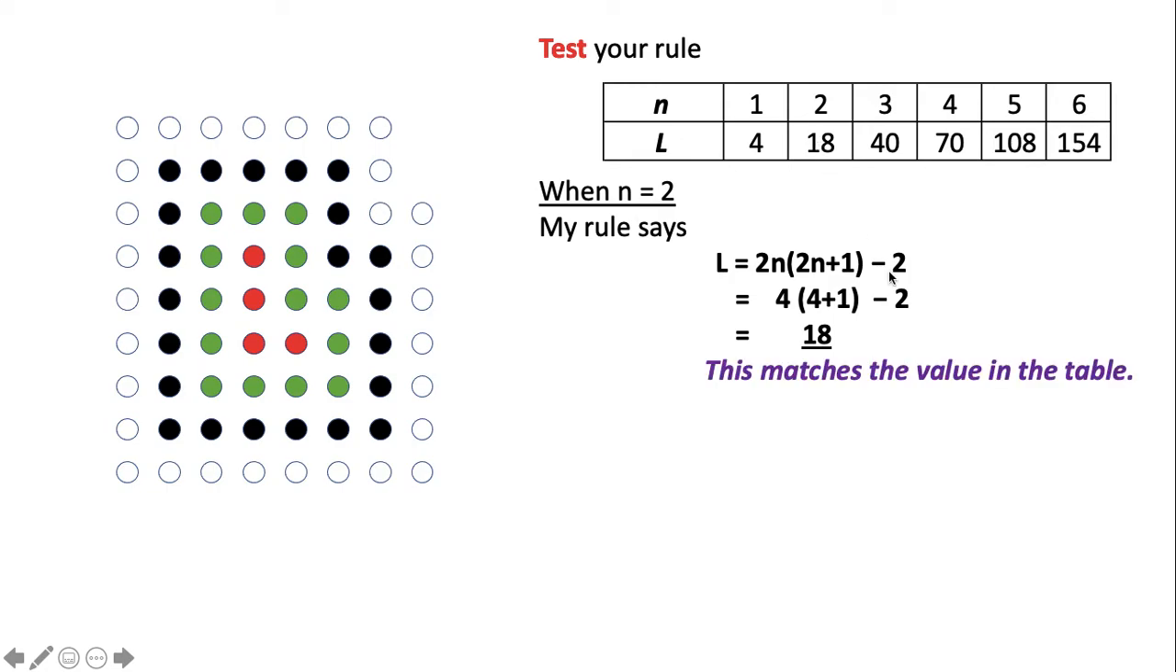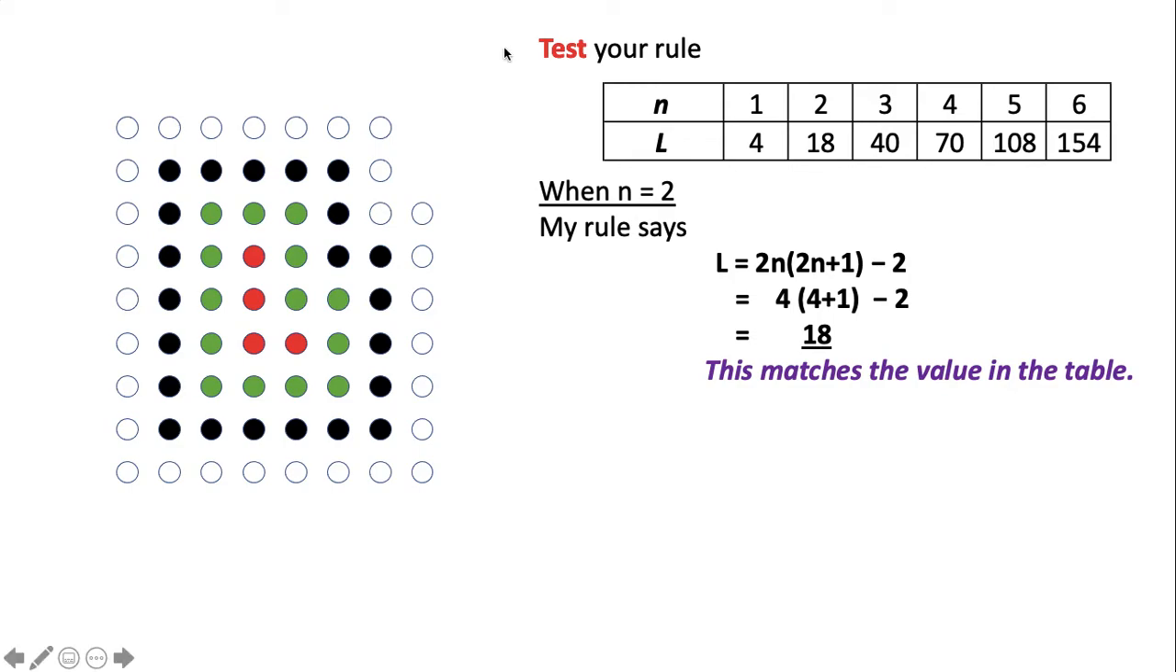So I want to make the comment, this matches the value in the table. So when you do this, I want a nice clear heading when n equals something. My rule says put the number in, get the answer out, and make the observation that it matches the value in the table. There is very often a mark for that in the mark scheme, just for that comment, and it's a very silly mark to lose because it's a very easy thing to do.